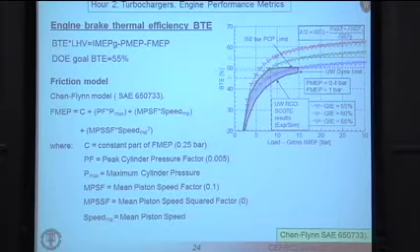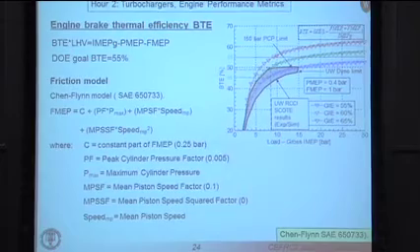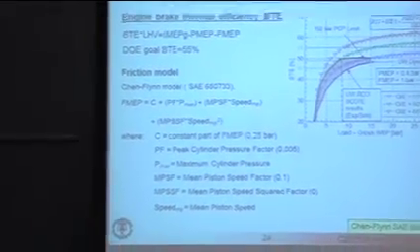So we've spoken about the indicated mean effective pressure. This is the gross indicated work term. We've spoken about the pumping mean effective pressure, or essentially the pumping contribution to the total engine losses, or gain, if this is a negative quantity. And then we have friction mean effective pressure, which is the effect of friction.